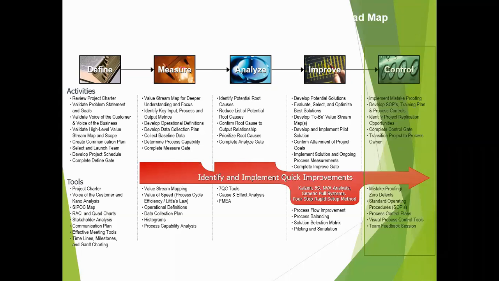You can do the 5 Why model, the 5S. You can do value stream mapping or value added analysis. Those are ways to improve. Basically, just different Kaizen tools, continuous improvement tools.